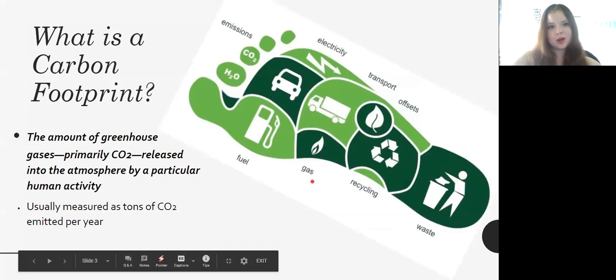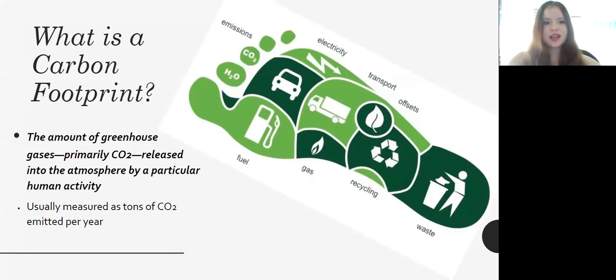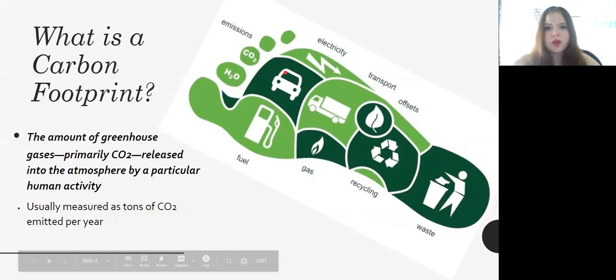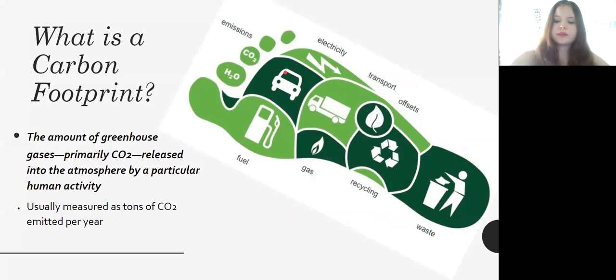So, what is a carbon footprint? It's the amount of greenhouse gases, primarily CO2, that's released into the atmosphere by a particular human activity. This can be measured on an individual level or by country, and it's usually measured as tons of CO2 emitted per year. This is a cute little diagram showing some of the activities that can influence a carbon footprint.